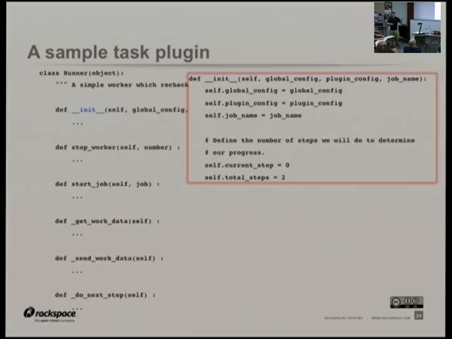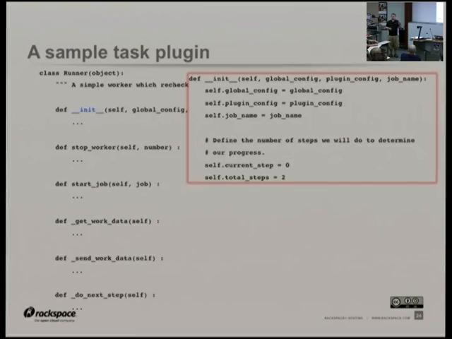So when you initialize, you of course stash a copy of your configuration, but you also have to define how many steps you have in your task. And that's important because Zool presents a dashboard to users that has a little progress bar of the testing. And so if you have more than 1 step, the progress bar is not just all or nothing.